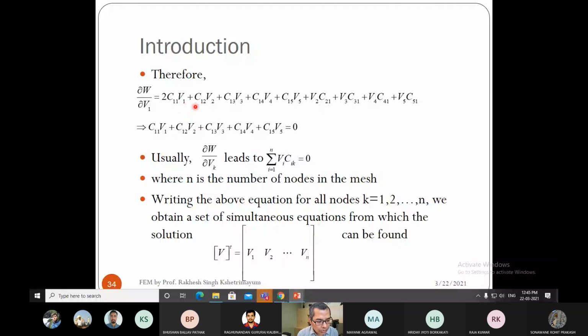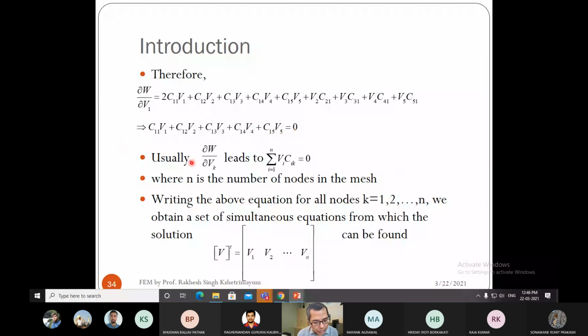C11 B1, C12 B2, C13 B3, C14 B4, C15 B5, then B2 C21, B3 C31, B4 C41, B5 C51. And you also know that C12 is equal to C21, C13 is equal to C31, C14 is equal to C41, and C15 is equal to C51. So finally, you can sum all of them. You'll have 2 times C11 B1 plus C12 B2 plus C13 B3 plus C14 B4 plus C15 B5 equal to 0. So this is the resulting equation we are getting.